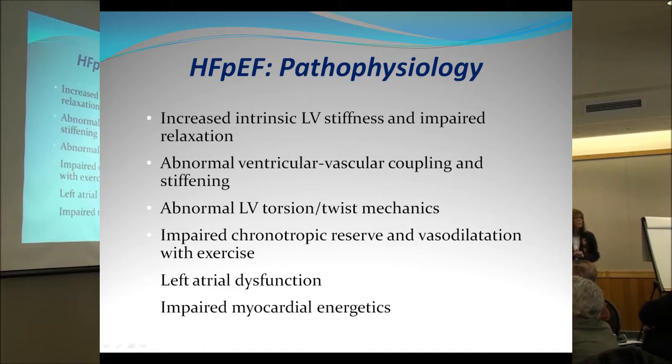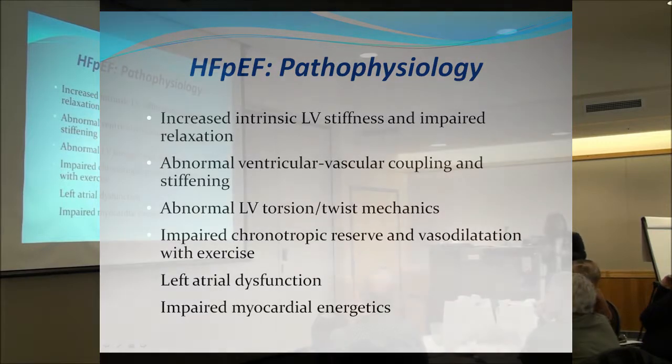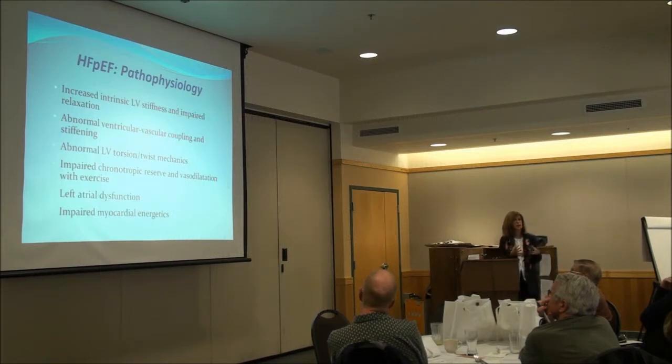So we don't know exactly what is the pathophysiology of heart failure with preserved ejection fraction, although there is a consensus that the main issue is left ventricular stiffness and impaired relaxation. So the heart really, and you see that in the older lady, the cavity is small, a lot of left ventricular hypertrophy, and then a stiff heart that doesn't relax. But of course, there may also be, and there is more and more talk about, an abnormal left ventricular torsion and twist mechanism, an impaired chronotropic reserve and vasodilatation with exercise, left atrial dysfunction, and impaired myocardial energetics. It's probably a more complex process than just an increase in stiffness.